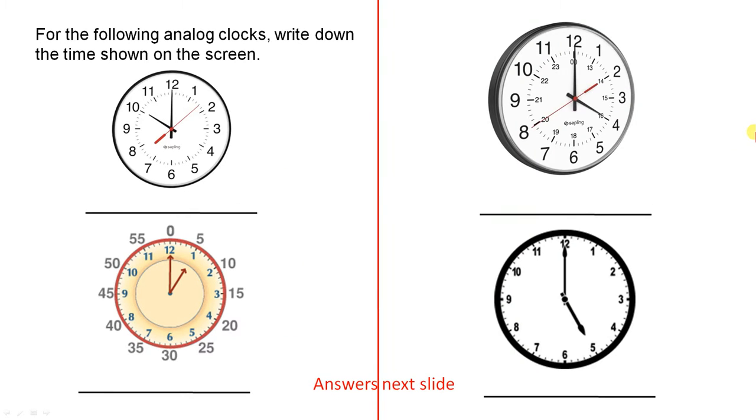For the following analog clocks, write down the time shown on the screen. So these are analog clocks now, as you can see, they're not digital. So if you want to pause that for a few seconds to write the 4 answers, that's up to you. I will move on now to have a look at the answers. We have 10 o'clock, 4 o'clock, 1 o'clock, and 5 o'clock.